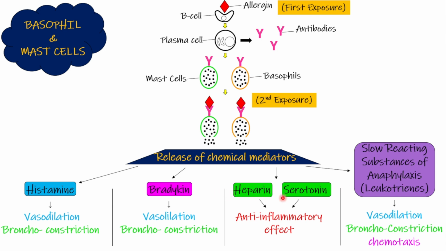Now, along with them, heparin and serotonin are also released by the basophils and mast cells. Heparin and serotonin have an anti-inflammatory effect. So histamine, bradykinin, and slow-reacting substance of anaphylaxis are pro-inflammatory, whereas heparin and serotonin are anti-inflammatory. The same basophils and mast cells are releasing pro-inflammatory as well as anti-inflammatory substances. These anti-inflammatory substances will keep a check on the pro-inflammatory substances, so that the whole process remains in balance.